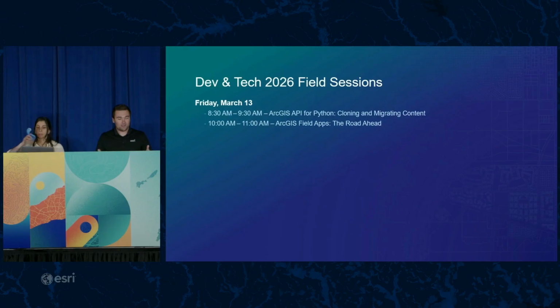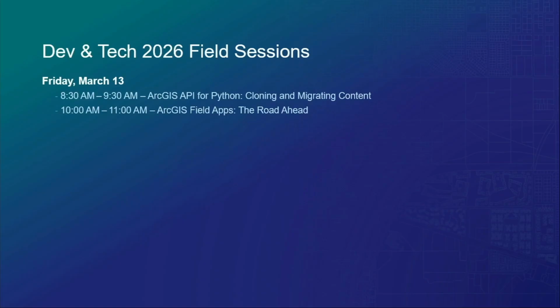As we are coming to the end of Dev and Tech Summit, there's only a couple of sessions that we'll highlight. The ArcGIS API for Python team has a presentation tomorrow morning on cloning and migrating content, and that'll be an interesting one to attend, as well as the field apps. Both Survey123 and Field Maps have a road ahead session tomorrow morning as well.